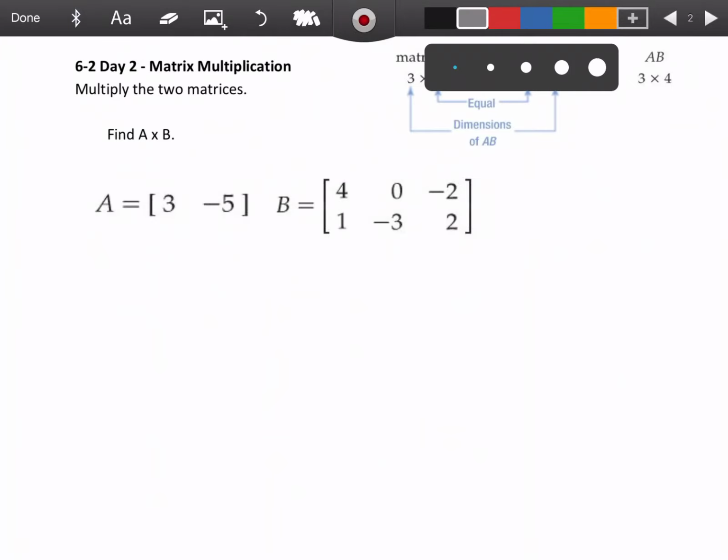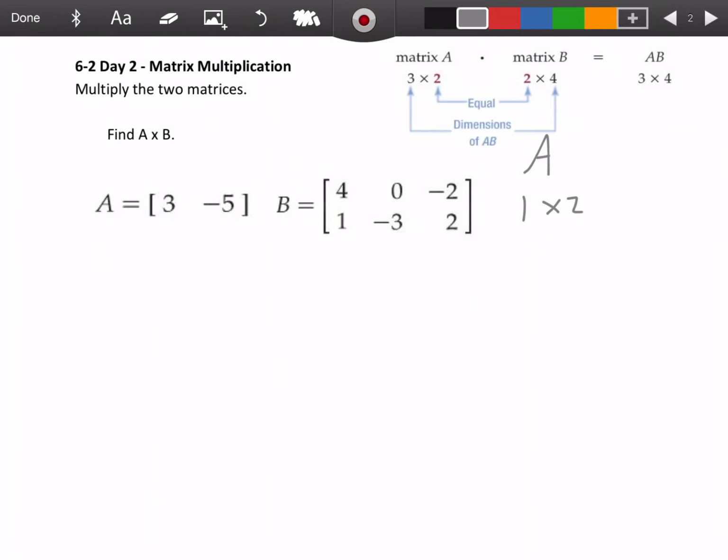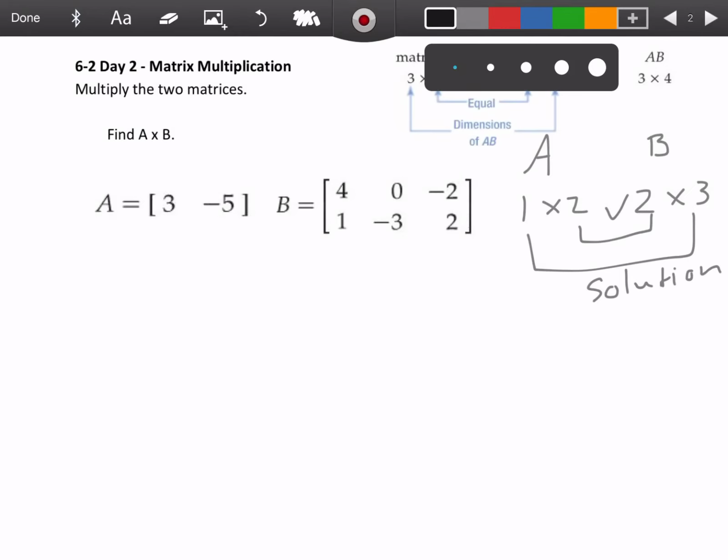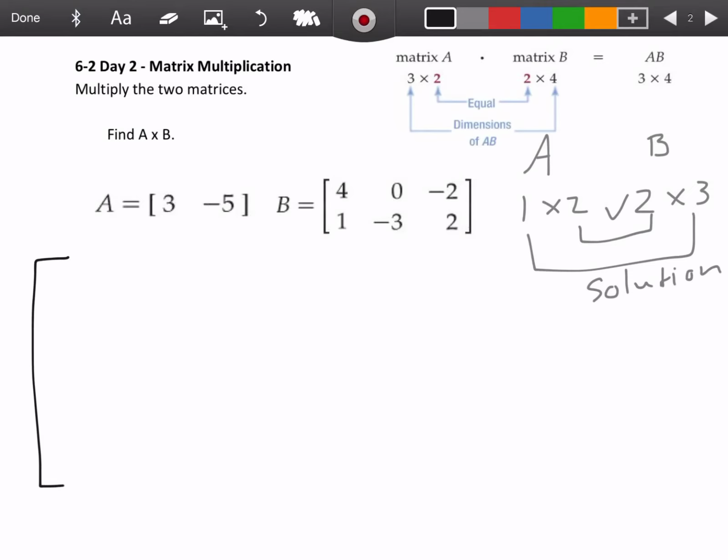In this case, we have matrix A, which is a 1 by 2, and B is a 2 by 3. What this means is these two are the same, so we can multiply these two, and then our solution is going to be a 1 by 3 matrix. So let's set that matrix up here.